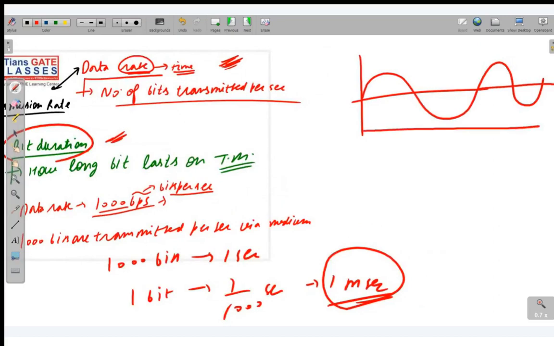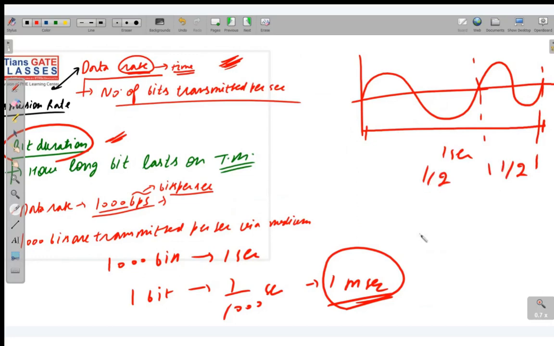For example, this is a sine wave which I have made. I will say this is 1 second. How many cycles have been completed in 1 second? You will say 2 cycles have been completed in 1 second. So 1 cycle time, that is the time period, is 1/2 second. This is also 1/2 second. Don't go by my diagrams, they are not neat and clean. Do not say, sir, this is long and this is short. They are the same. So 1 second, 2 cycles, so 1 cycle in 1/2 second.